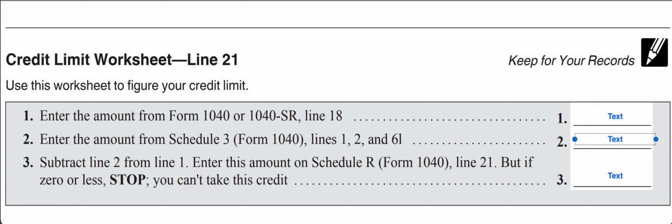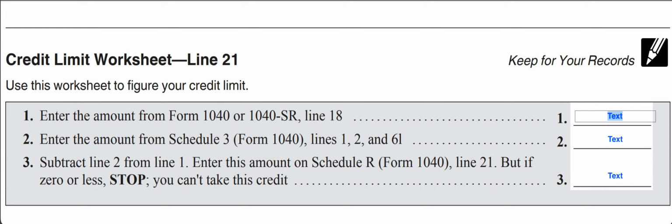Even though this is a straightforward three-step form, we're going to walk through what all of these different areas mean. We'll put some numbers in here for context, but the most important part is where each of these pieces of information come from. So let's start at the top with line 1. This is the amount from your tax return, either your Form 1040 or your Form 1040 SR, line 18.